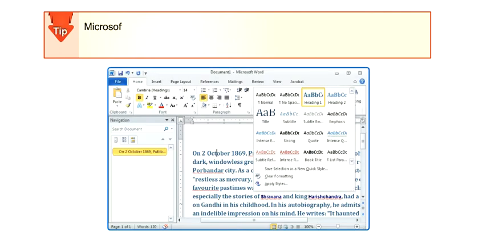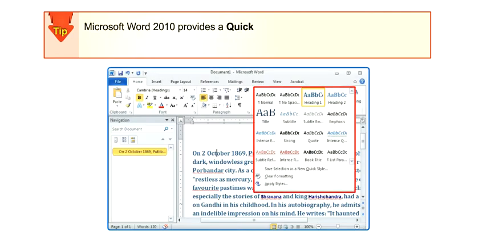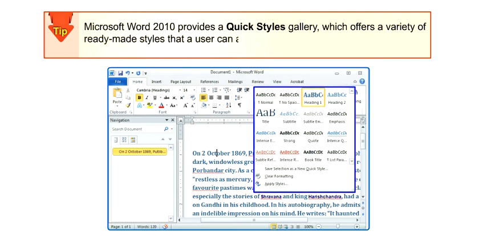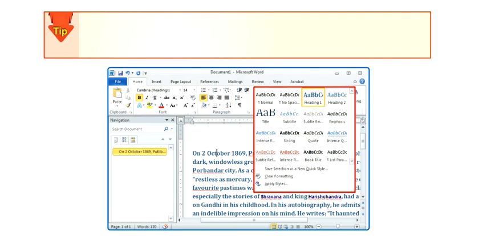Alright students, let us share an important tip. Microsoft Word 2010 provides a quick styles gallery which offers a variety of ready-made styles that a user can apply to the selected text. A user can also define the style as per his requirements. Quick styles are available in the Styles group on the Home tab.